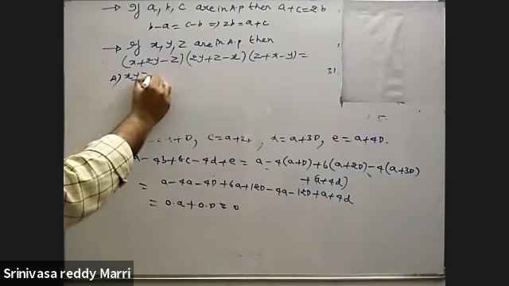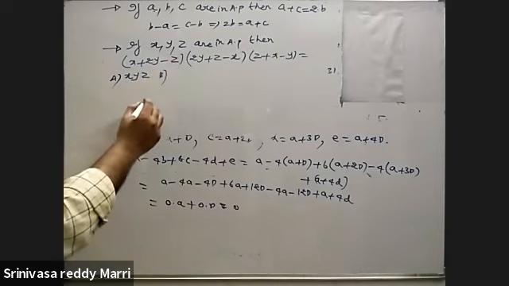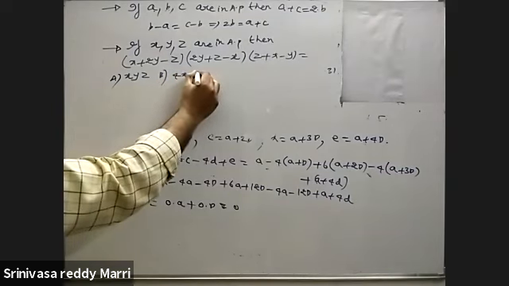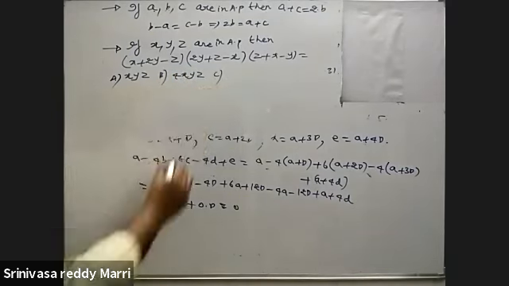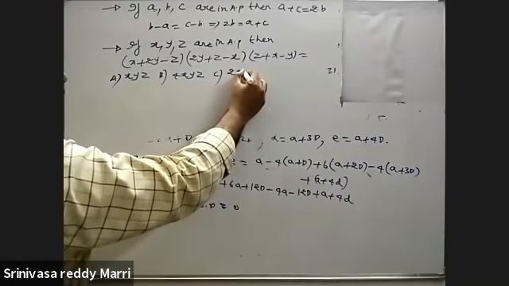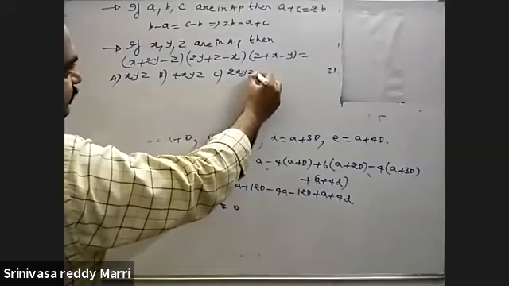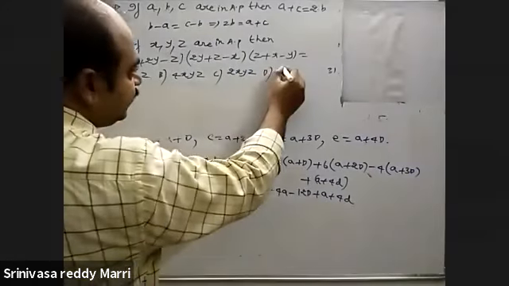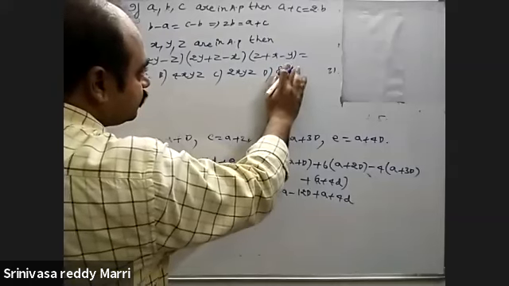Option A: xyz. Option B: 4xyz. Option C: 2xyz. Option D: 8xyz.